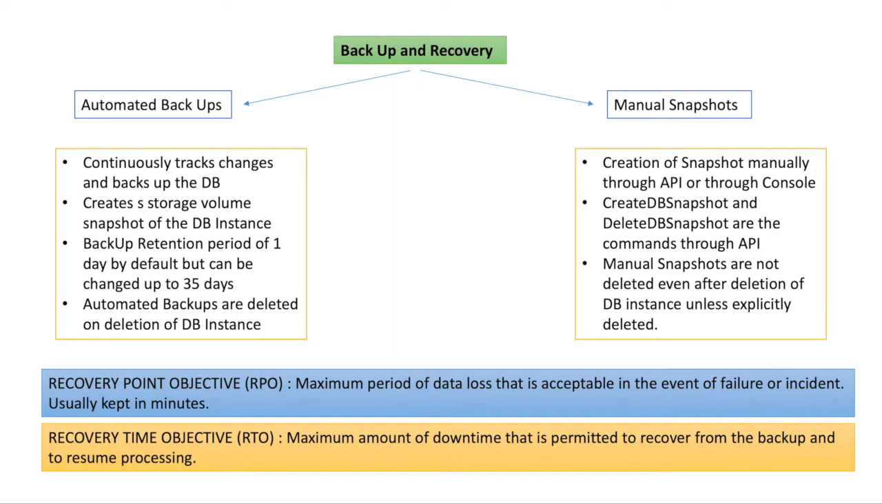Recovery time objective is, once the system has gone down, how much time it is going to take for you to get it back up. It usually takes quite a lot of time to revive your system again from the backups and to resume processing. This could be in hours or minutes as well. Using these combinations of automated backups, manual snapshots, and other things that we are going to study in the next slide, we actually configure this recovery point objective and recovery time objective as per our need.